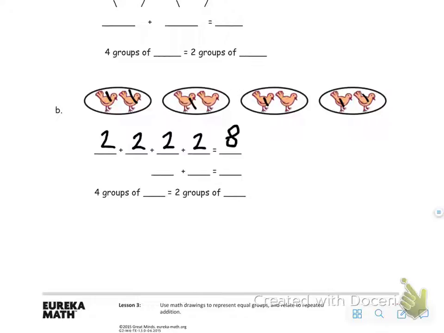Okay. Then when I come in and I add my add-ins together, like this, 2 plus 2 equals 4, and 2 plus 2 equals 4, which also equals 8. Okay. So I have down here 4 groups of blank equal 2 groups of blank. So this is the 4 groups right here. This is the 2 groups right here. So I'm going to go ahead and let you fill this out by yourself.